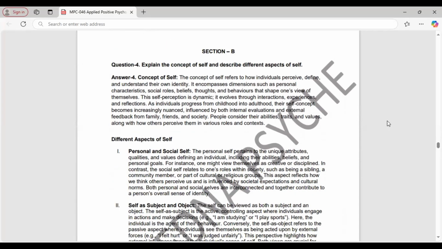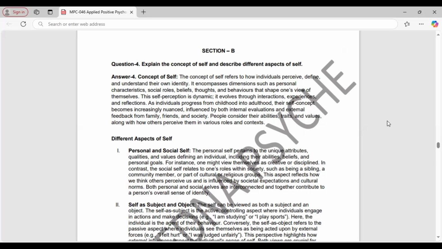Section B, question 4, explain the concept of self and describe different aspects of self. The concept of self refers to how individuals perceive, define, and understand their identity, encompassing personal characteristics, social roles, beliefs, thoughts, and behaviors. The self perception evolves through interactions and experiences, becoming more nuanced from childhood to adulthood, influenced by both internal evaluations and external feedback from family, friends, and society.